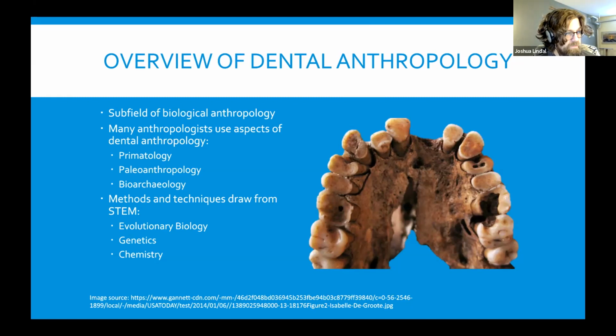For example, both paleoanthropologists and bioarchaeologists are types of archaeologists, but they also both study human skeletal remains, which makes them both also bioanthropologists. So this is what we mean by interdisciplinary. All these fields work together and overlap, and they cooperate with one another.